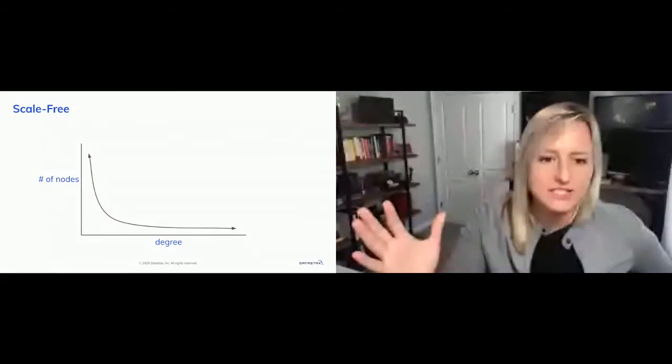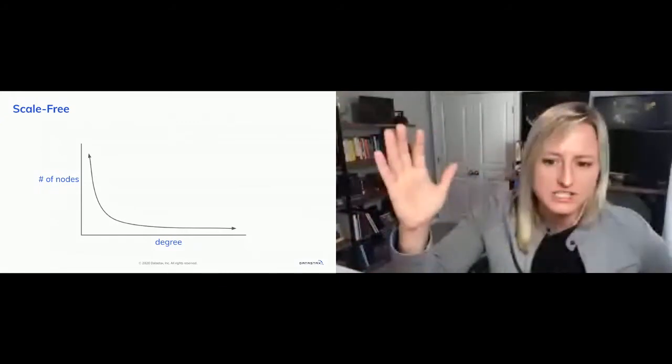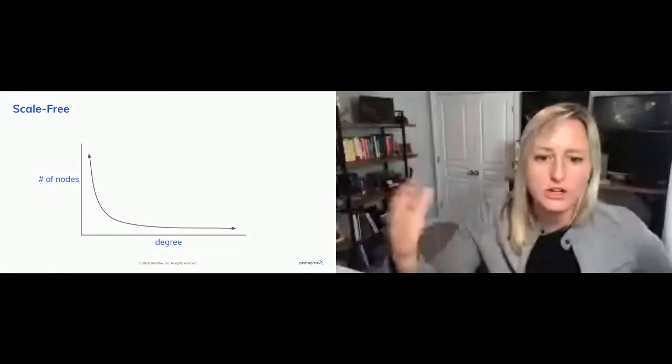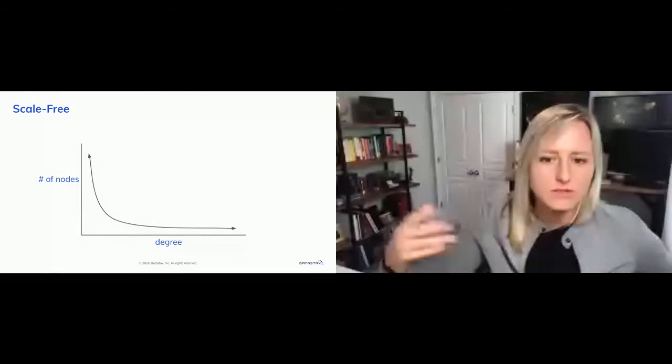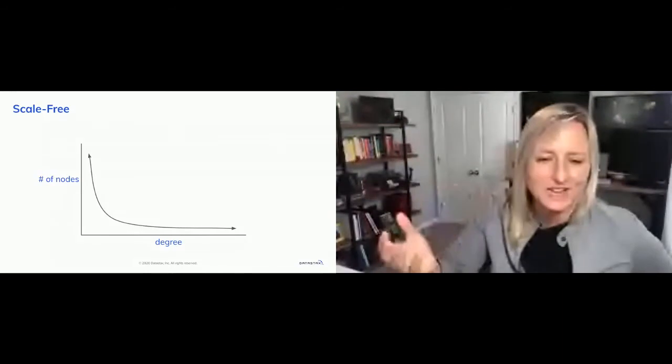And Twitter's a great example of this. You only have so many vertices that have 10 to 100 million followers, whereas most of the vertices are actual tweet handles. The handles on Twitter only have a few followers.